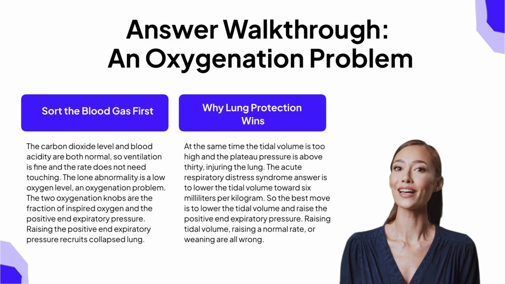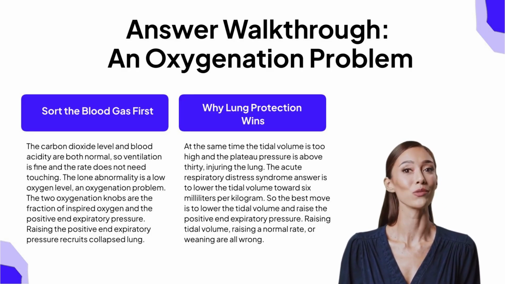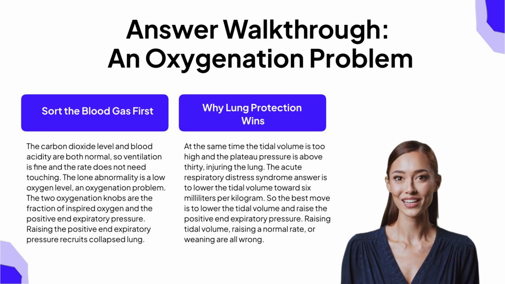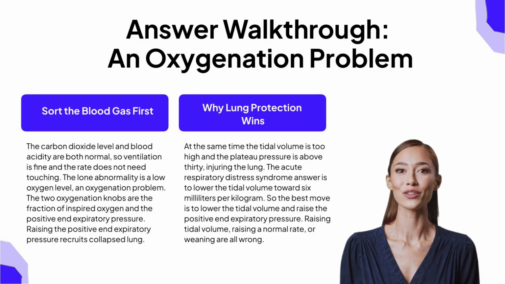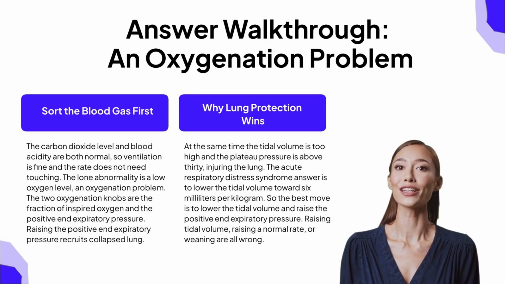Let us work through this answer. First, sort the blood gas. The carbon dioxide level is normal and the blood acidity is normal, which means ventilation is fine, so do not touch the respiratory rate. The only abnormal value is the oxygen level, and that makes this an oxygenation problem. Remember, the 2 oxygenation knobs are the fraction of inspired oxygen and the positive end expiratory pressure. Raising the positive end expiratory pressure opens up collapsed lung and improves oxygen, which is exactly what she needs.